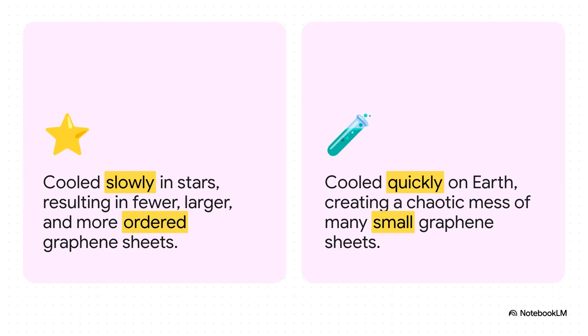And this slide really puts the mystery right in front of you. On one hand, you've got the stardust from meteorites. It cooled really slowly out there in space, and its internal structure is pretty ordered, with these big, beautiful sheets of graphene. But then, on the other hand, there's our lab-grown stuff. We cool it down super fast, and we get this chaotic mess of tons of tiny little sheets. It's the same element, carbon, but two totally different outcomes.